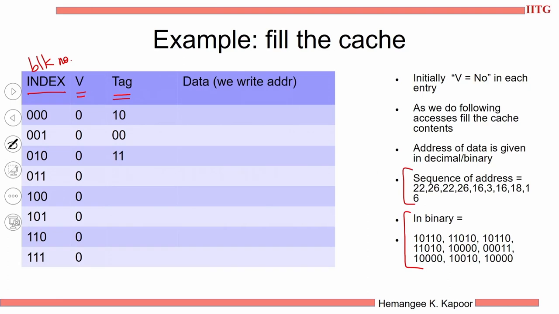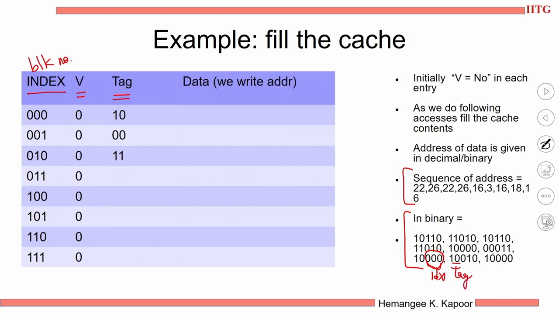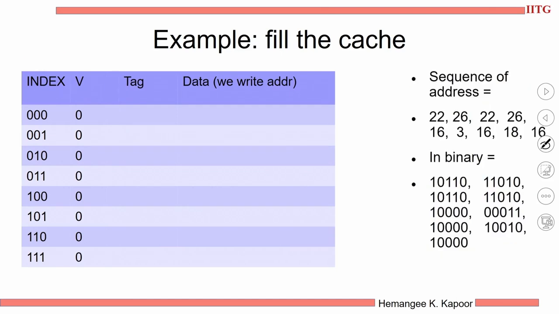Here the tag is a 2-bit tag and the index is a 3-bit index because we have 8 entries. And every entry will store 1 byte. So if I look at this address, the last 3 bits of the address out of these 5 will be used as the index field to go into the cache, and these 2 fields will be used for the tag. MSB side 2 bits for the tag and LSB side 3 bits for the index.